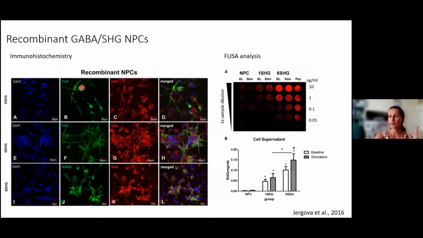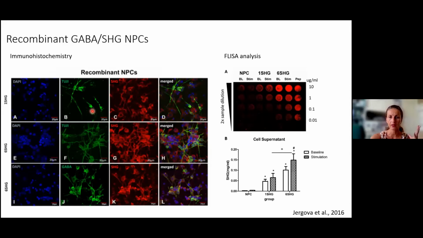And we generated the recombinant GABAergic cells. We harvest the GABAergic cells from the rat's embryos. We treat them with the lentivirus or AAV virus encoding the serine histoglandin. And then we check for the presence of the serine histoglandin in those cells.